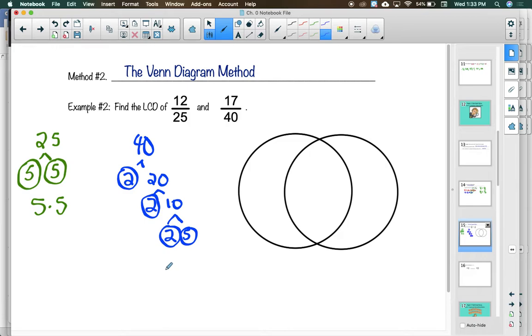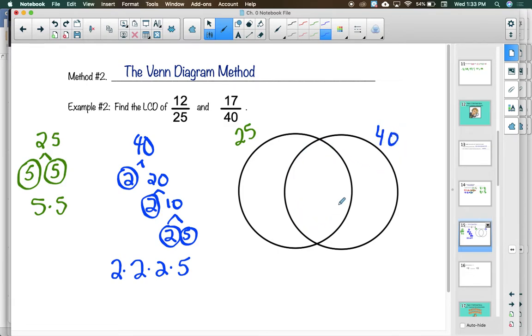So to write our prime factorization, we're going to put these numbers in the circles in order from least to greatest. Okay, so that's 2 times 2 times 2 times 5. And we're going to leave it in list form because that's going to help us when we fill in our Venn diagram. Okay, so the left-hand circle is going to be for my 25 factors, and the right-hand circle is going to be for my 40 factors.